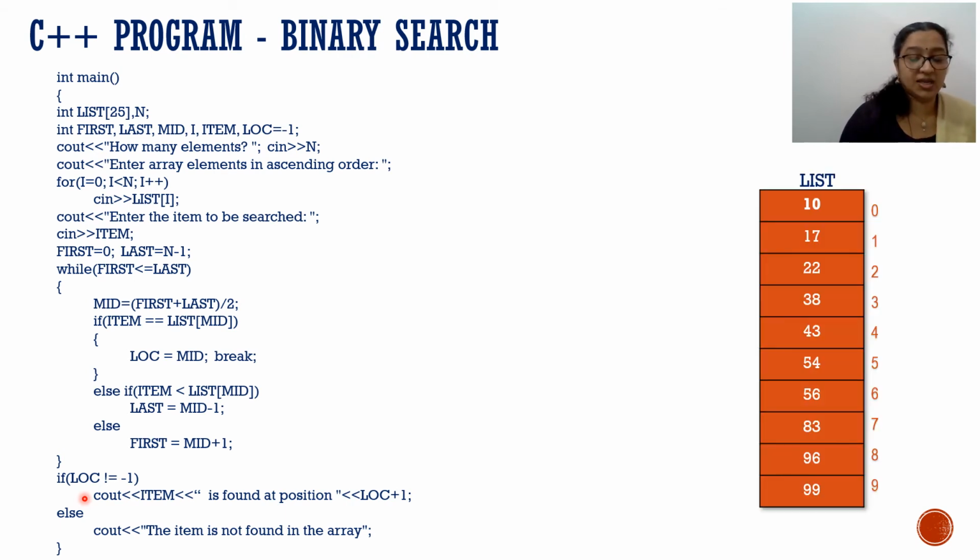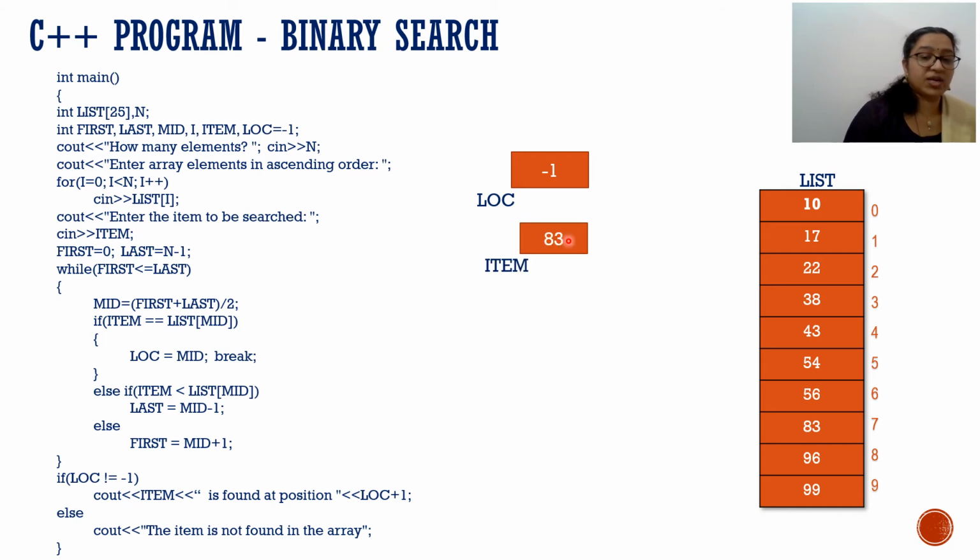Now we can check the example here. See, list, these are the elements. It is in ascending order now. Now we can check the value. Location is minus 1 and the item is 83 here. This we want to check. So the first is what? At 0th position. So first is on 0th position and last is on 9th position.